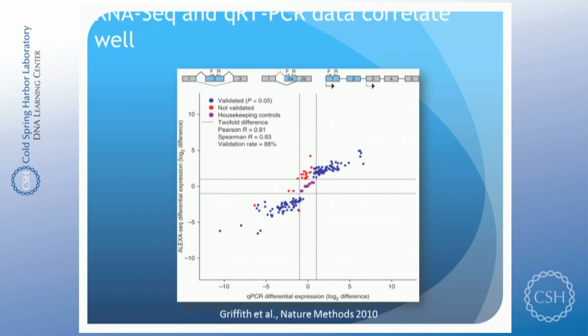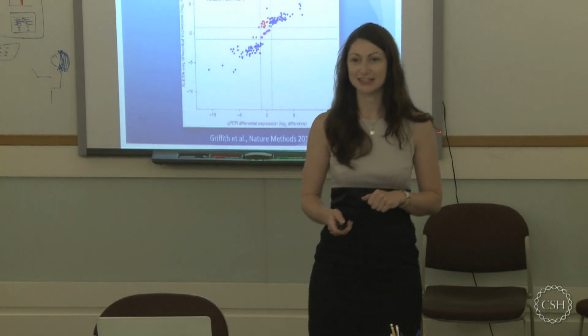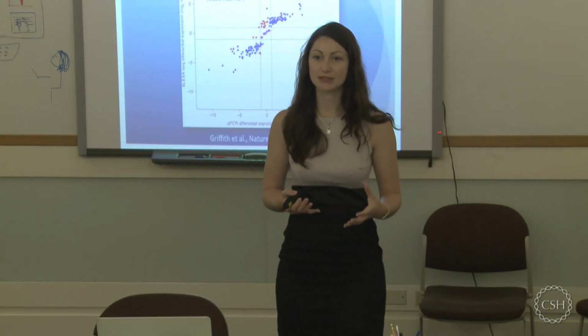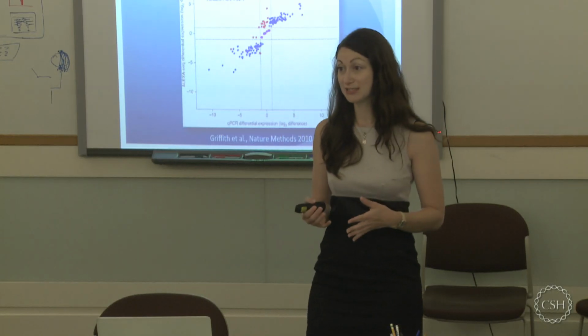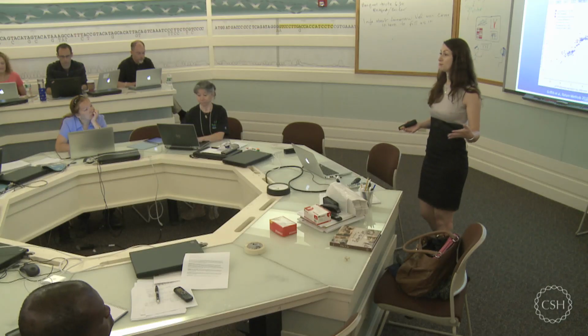The blue dots here are all the validated targets. Purple ones are the so-called housekeeping controls. And then there are some red dots that are not validated, which means they did not show up differentially expressed in the qPCR, but they did show up differentially expressed in the RNA-Seq. And usually that's also what you get. So that's a classical example. It happens sometimes that a gene shows up differentially expressed in your RNA-Seq screen, but you might not be able to validate it afterwards.